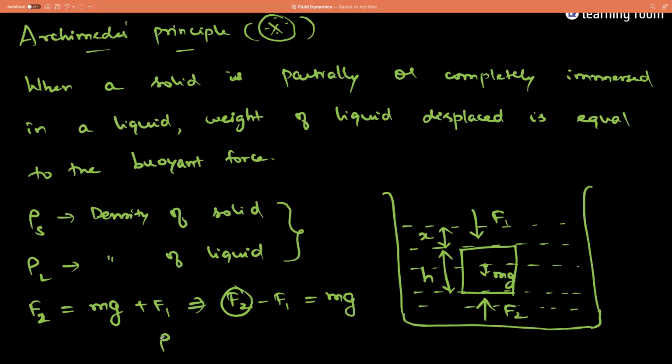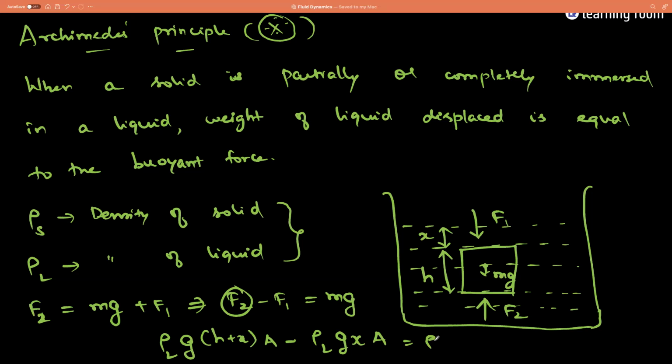So that is rho L, density of liquid, into G, into H plus X. This is the pressure. So pressure multiplied with area, minus, what can I write for the top surface? Can I write it as rho L into G into X into A? And this will be equal to, what is going to be the mass of the substance?